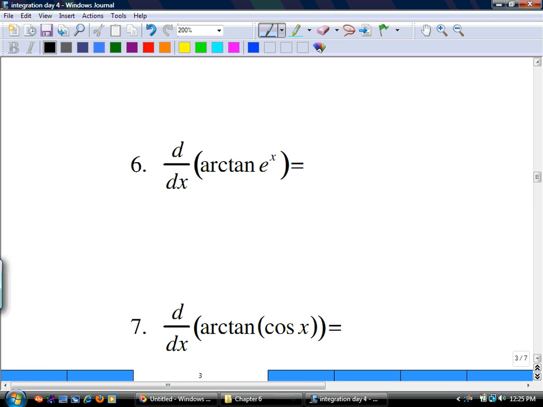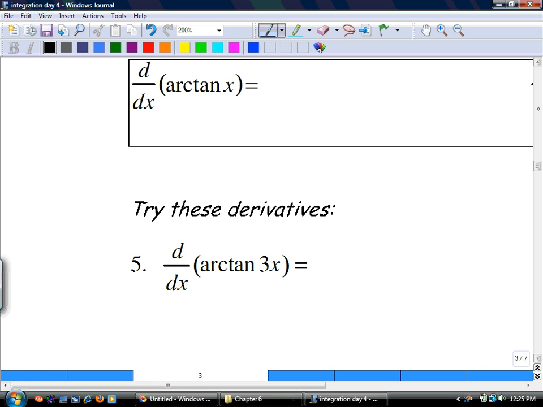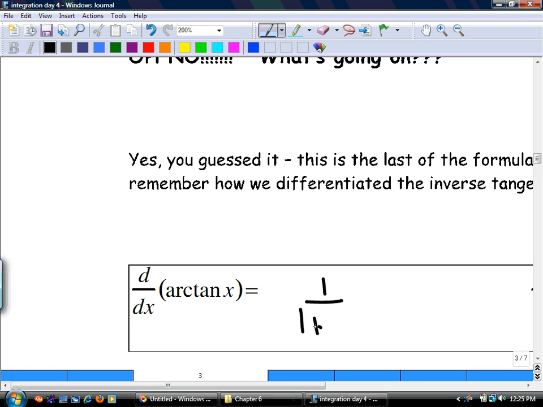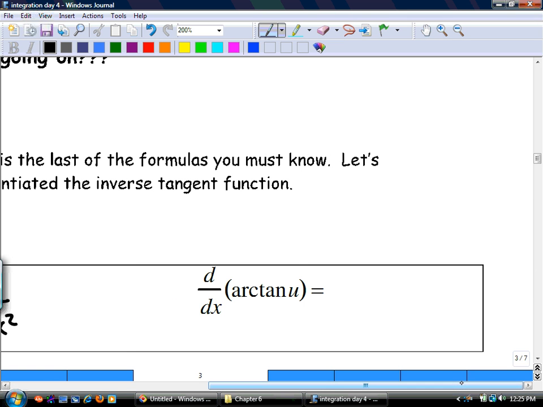Till chapter 7, application of integration. So I'll talk about work, and things like that. Okay, so the derivative of arctan x is 1 over 1 plus x squared. The derivative of arctan u is 1 over 1 plus u squared times u prime.